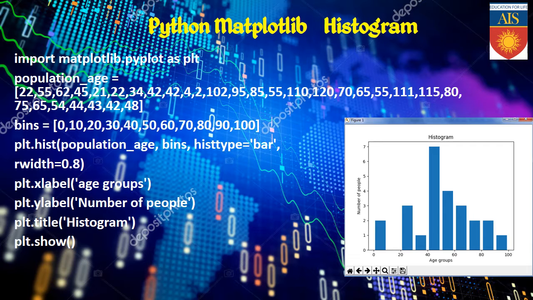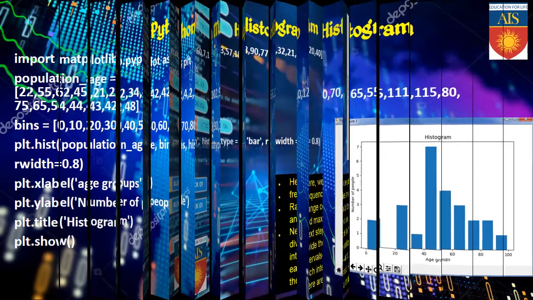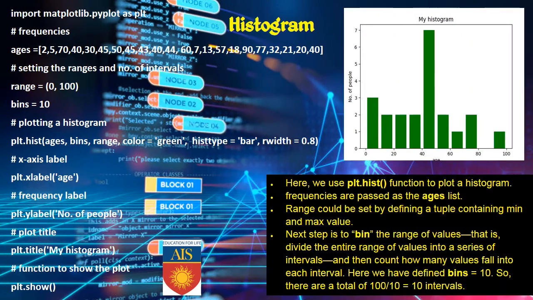Then finally we'll get the output as you can follow on the right hand side of your computer screen. Next is another example of histogram. As usual, the first line will be compulsory. After that we need to assign the frequency. We can assign the frequency as per our requirement.